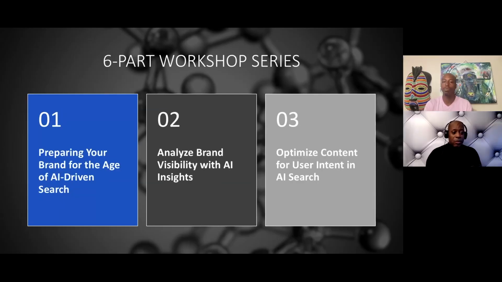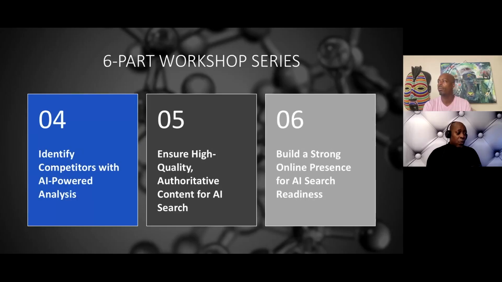Then next week, we're going to focus on optimizing content for user intent in AI search. Then day 4, part 4, identify competitors with AI-powered analysis. Part 5, ensure high-quality, authoritative content for AI search. And then we put a bow on it and go into build a strong online presence for AI search readiness.